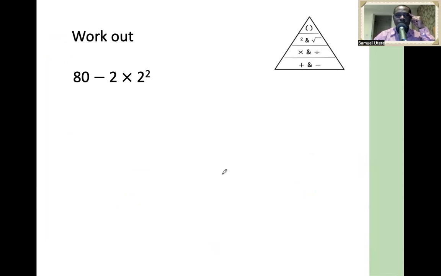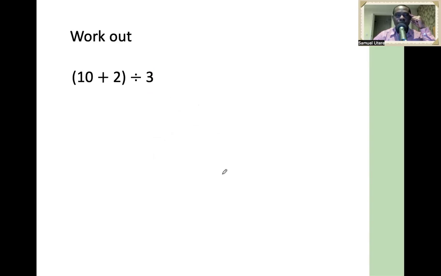Let's do some new learning. If we're asked to work this out, of course, by now, you should know that we're going to do indices first. You know BIDMAS by now. So we do 2 squared, which is 4, and then we do our multiplication next. Remember, multiplication has precedence over subtraction. And then we'll have 80 subtract 8, which is 72.